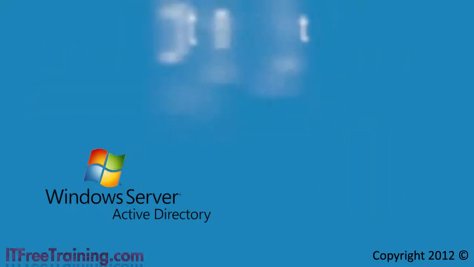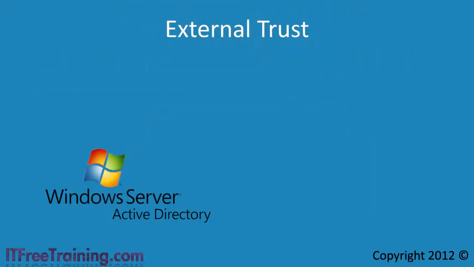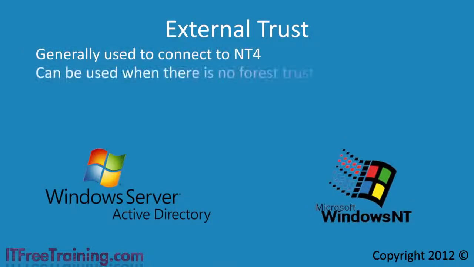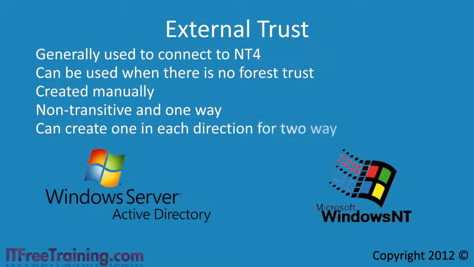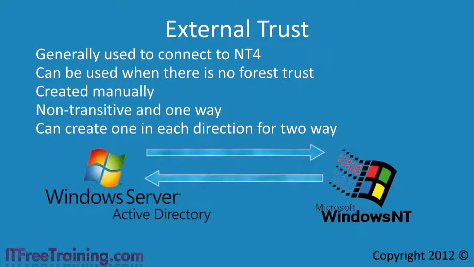The last trust you may come across is an external trust. An external trust is generally used to connect to a Windows NT 4 domain. These trusts need to be created manually and are non-transitive. They are also one-way only, but you can make them two-way by simply creating two trust relationships, one going in each direction. This covers all the different trusts in Active Directory.